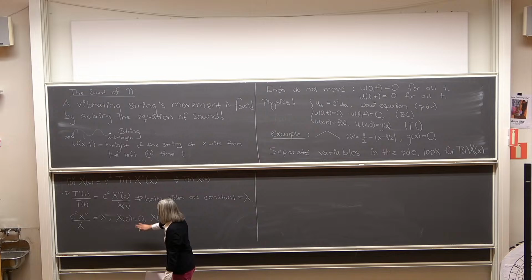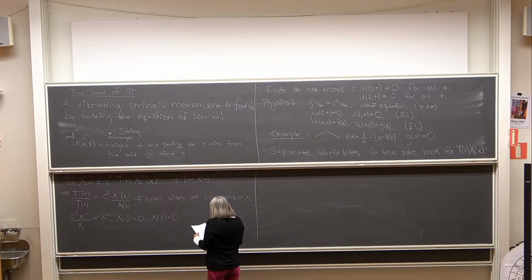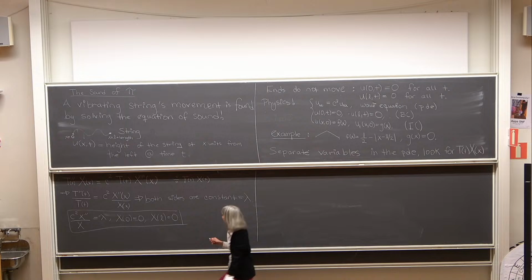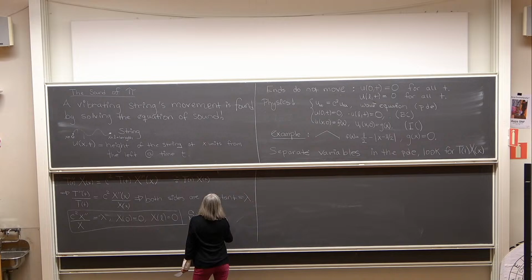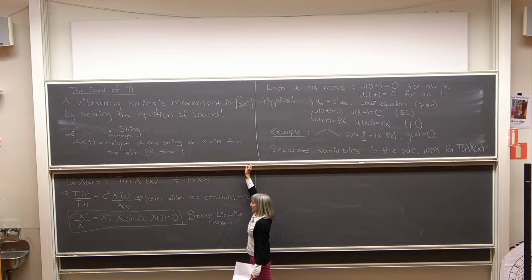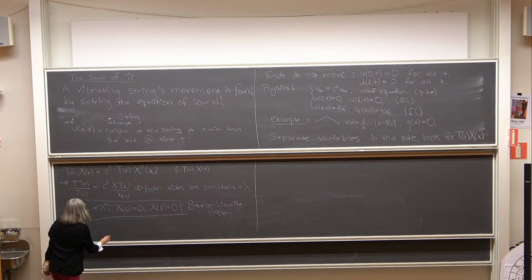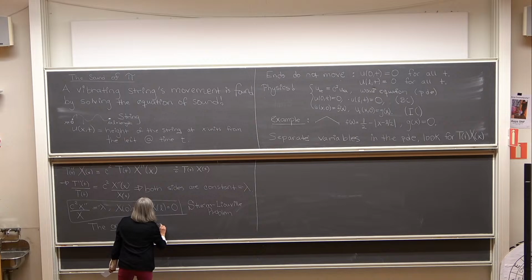Good, okay. So this has a name actually, this kind of problem. This is called an SLP. An SLP stands for Sturm-Liouville problem. And some of the audience has solved this many times, in fact. And what do we get? So we can tell you the only solutions, like all of them, are constant multiples.